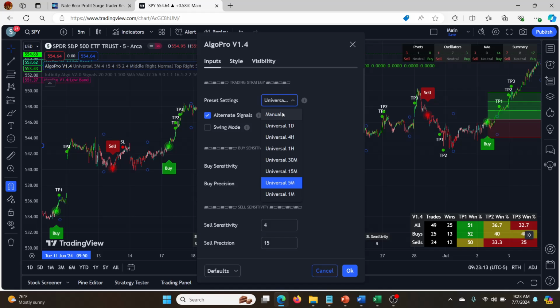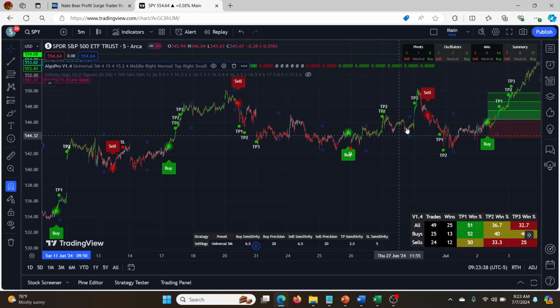So the only fair way to do this, and I really like the fact that AlgoPro version 1.4 has put this in, is you just have to set it to their preset optimized settings. You can see how it says universal 5 minutes. That's what they consider to be AlgoPro optimized on the 5 minute. That makes it easier for me to compare signals, because I can just set them both to the default. So for AlgoPro, it's set to universal 5 minutes, and that's what you're looking at on the chart right now. I've hidden Infinity Algo, so you're just looking at AlgoPro.